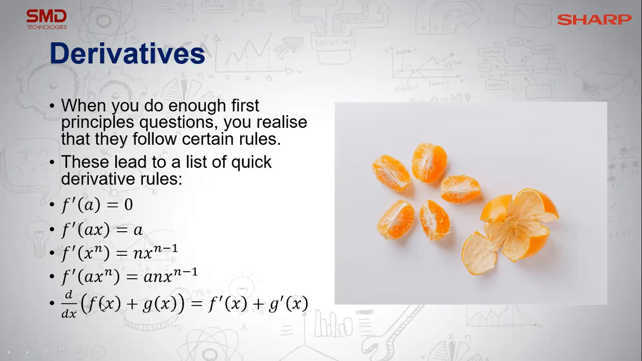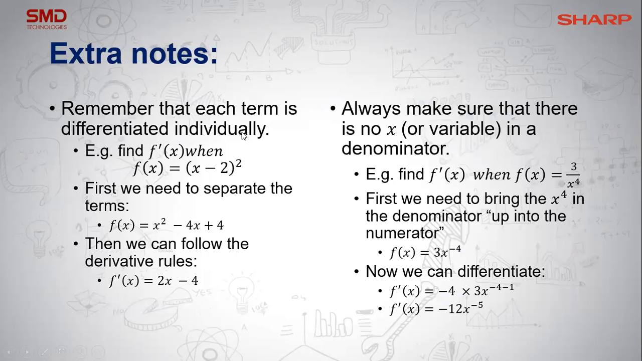And then if you have multiple terms that you're looking for the derivative of, you take the derivative of each individual term, which leads me to the fact that you need to make sure that each term is differentiated individually. So this here is one term, but you cannot differentiate it because it hasn't been multiplied out. So first we need to separate out the terms so that they are not attached to each other by that squared.